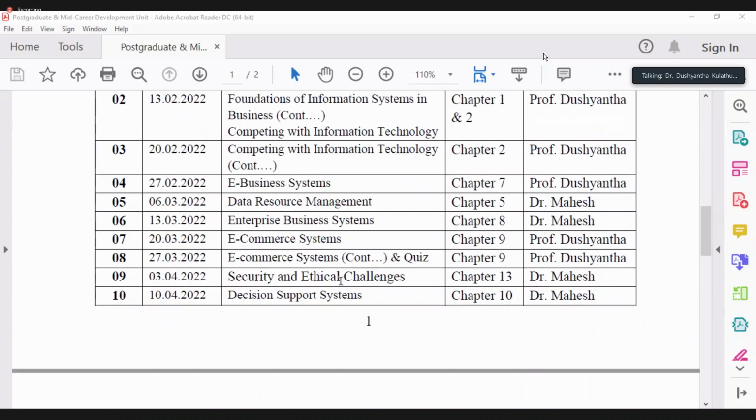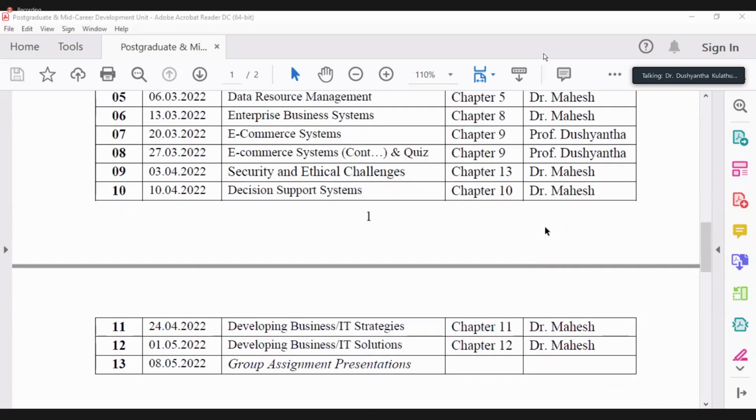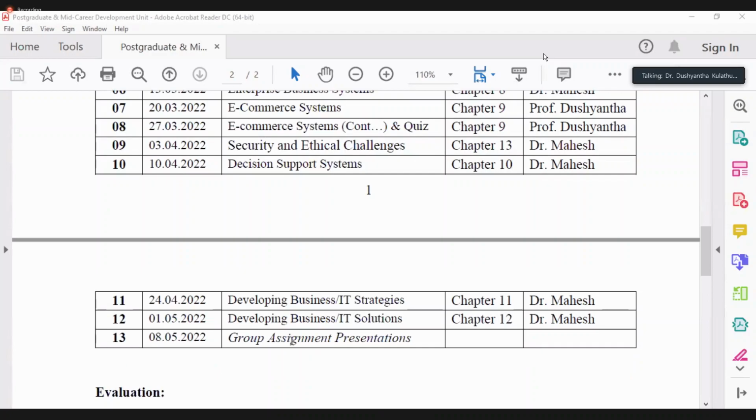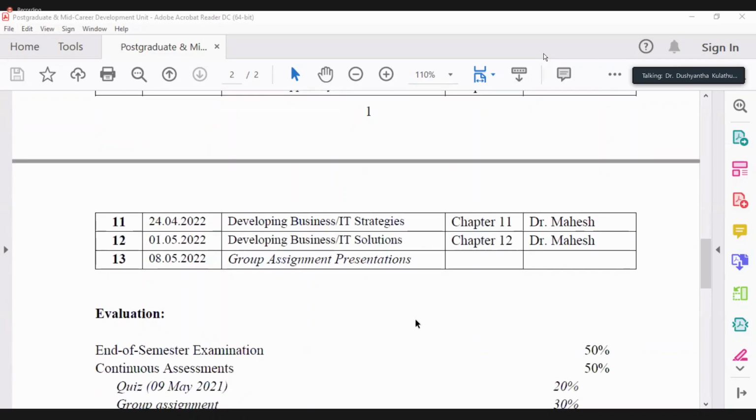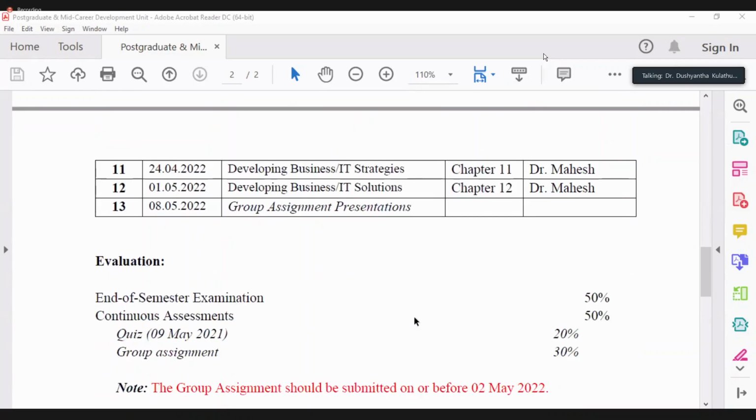And then week 9, security and ethical challenges. So those final 4 sessions will be done by Dr. Mahesh. Chapter 10, decision support systems. Chapter 11, developing business IT strategies. Chapter 12, developing business IT solutions. So as I mentioned earlier, week 13 is allocated for group assignment presentations, and we will be giving you a group assignment later. And so you can attempt on that one.